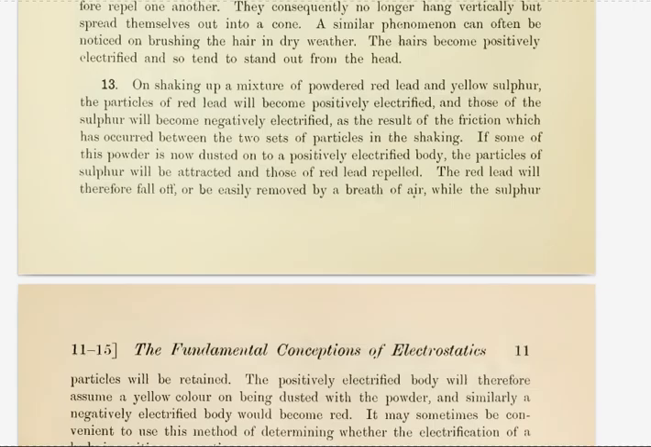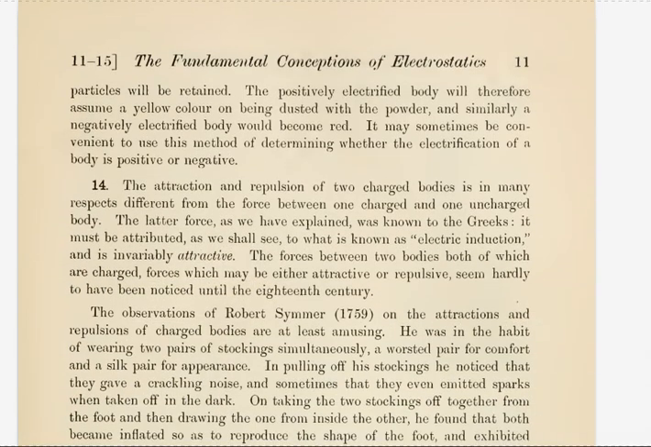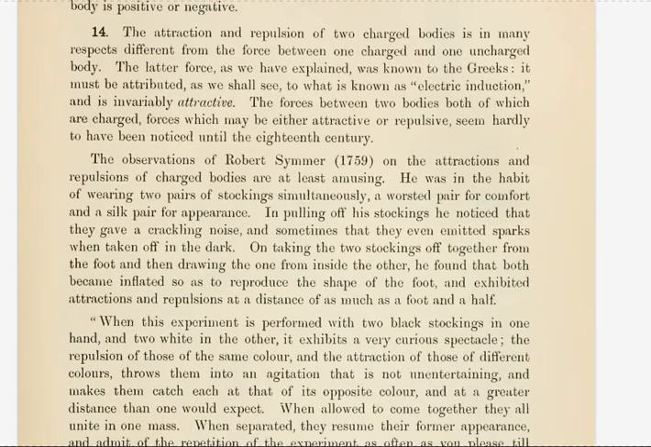If some of this powder is now dusted onto a positively electrified body, the particles of sulfur will be attracted and those of red lead repelled. The red lead will therefore fall off, or be easily removed by a breath of air, while the sulfur particles will be retained. The positively electrified body will therefore assume a yellow color on being dusted with the powder, and similarly a negatively electrified body would become red. It may sometimes be convenient to use this method of determining whether the electrification of a body is positive or negative.